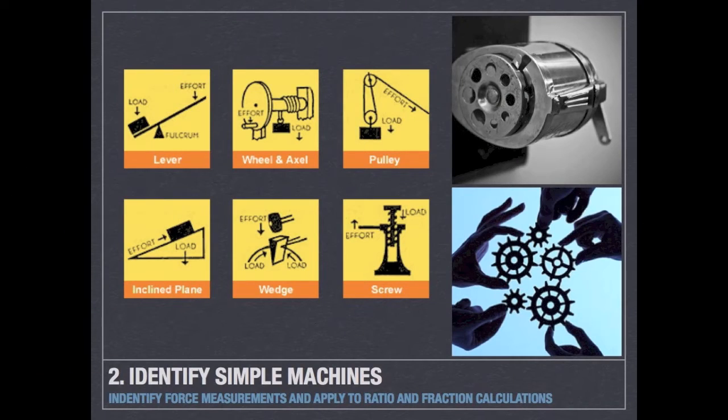As part of the objectives, students will identify all 6 simple machines. They will determine force measurements and apply their understanding of ratios and fractions to determine mechanical advantage calculations.